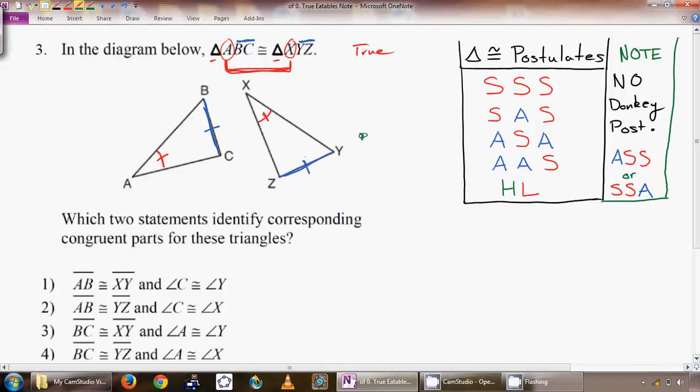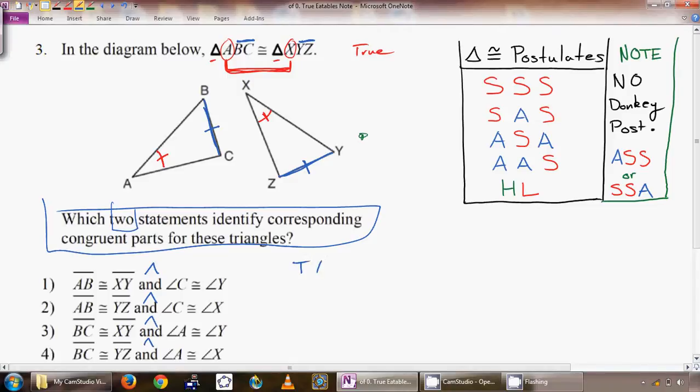So I'm going to use that method to rule out and find my answer here. Which two statements identify congruent parts for these triangles? And if we remember our first unit, logic, these are all conjunctions. And a conjunction's only true when both statements are true. So I'm going to go one by one, and if I find either one of these statements to be false, I'm going to rule it out, because that would make the entire conjunction false, and I'm looking for a true statement.